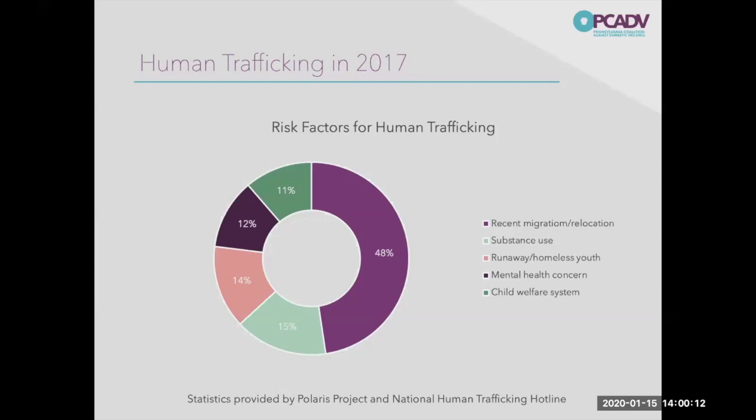And then right after relocation, we have a 15% risk factor of substance use. And so once again, we see that correlation between substance use and risk of recruitment for trafficking. Runaway homeless youth is right behind that. And then we have mental health concerns and being engaged in the child welfare system. So all of these things kind of intersect. And if we're thinking about risk factors for other forms of violence, whether it's domestic violence, sexual violence, or family violence, these are all things that we are already seeing with clients that we work with, because the risk factors are often the same.